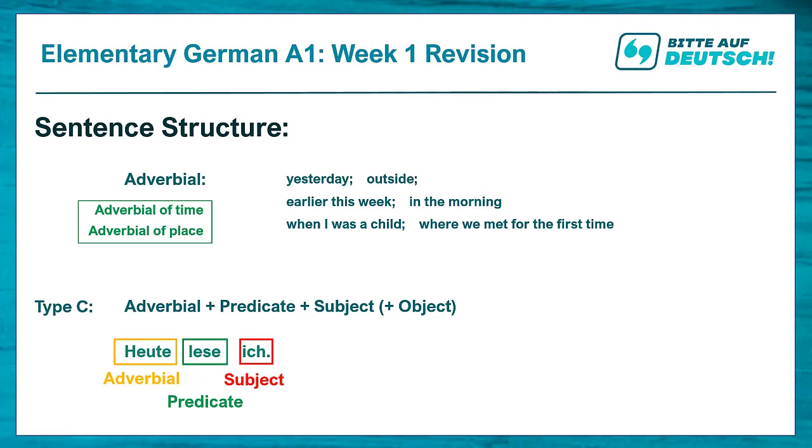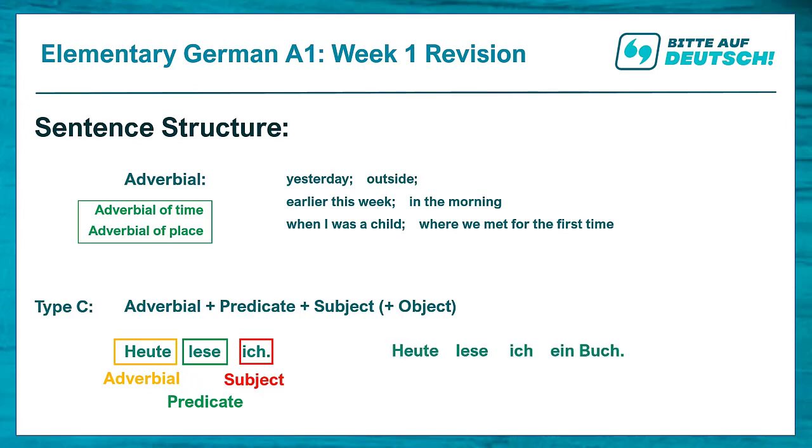If a personal pronoun or a noun is positioned at the end of the sentence, it does not necessarily mean that it is an object. It can also be the subject, so watch out for the positions of adverbials and predicates in this context. This was an example of a sentence type adverbial predicate subject.